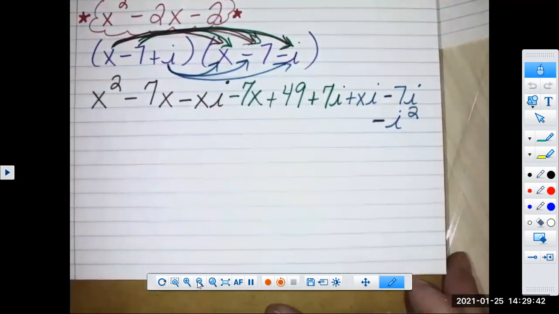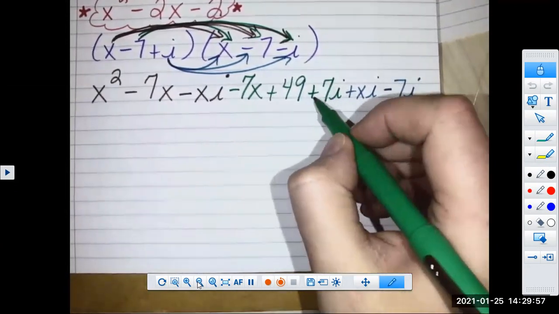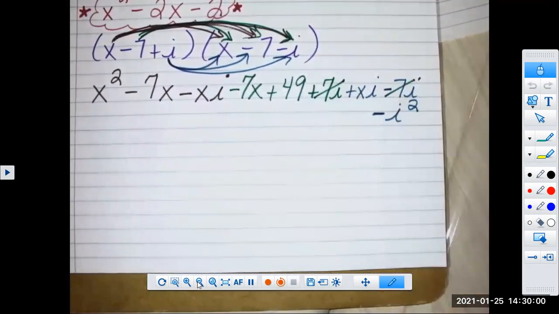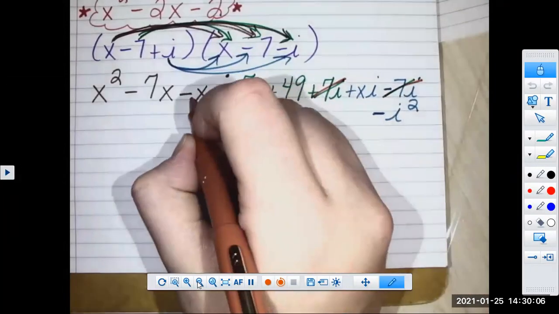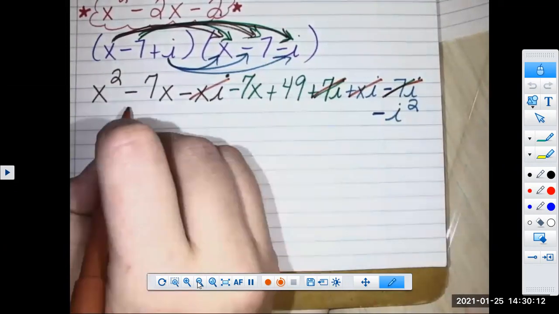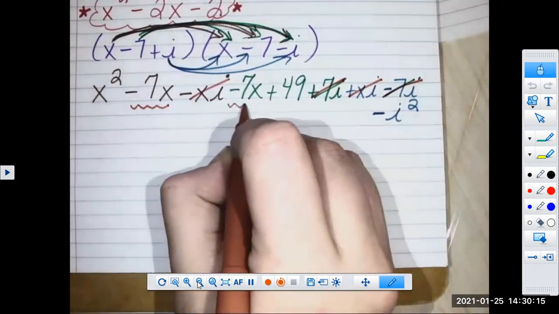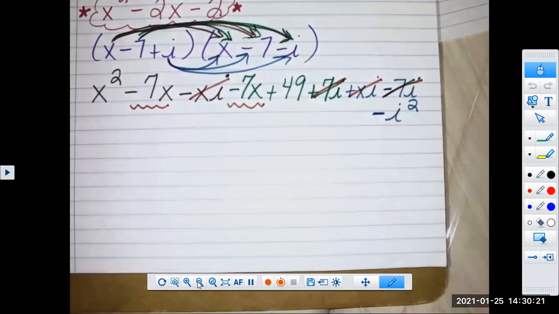I can't put it on there. All right, let's go through. If we did everything correctly, everything with an i should cancel out. Notice that your 7i's, 7i minus 7i, that cancels. Then your xi, those both cancel. You can combine negative 7x and negative 7x. And i squared turns into what? What does negative i squared turn into?